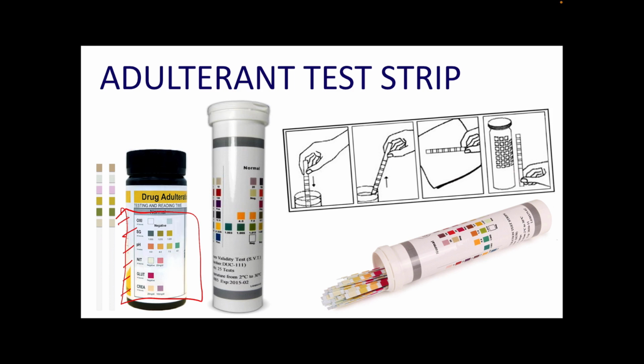So for the reading of this test, the 7 adulterants in the specimen can be detected by comparing the color on each test pad. So this is the test pad. So you compare the color on a test pad with the corresponding pad on the color chart. So this one is the color chart. So just like this one. So you compare the color on the test pad on the color chart.